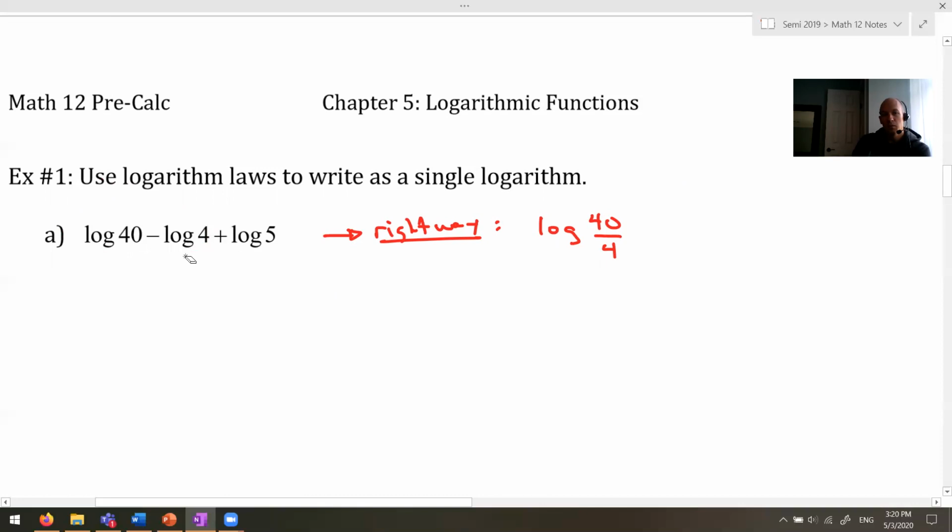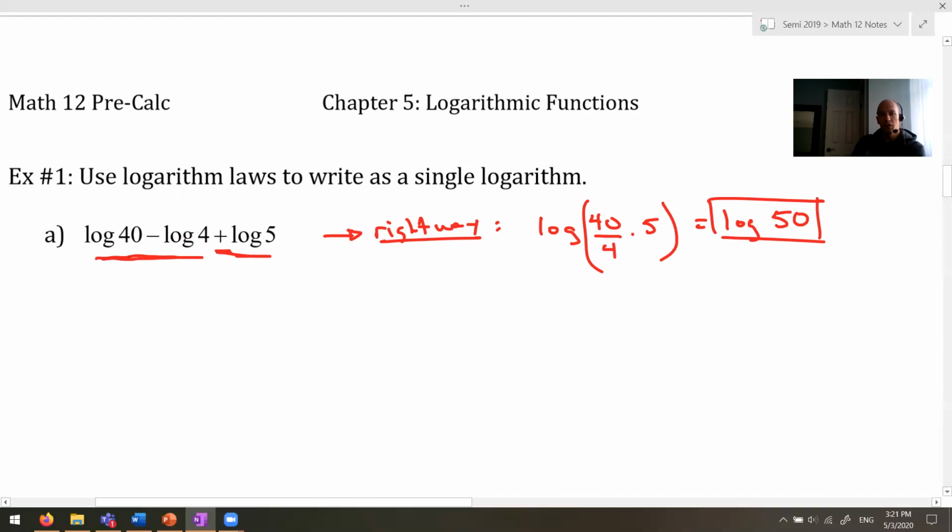Now dealing with this log of 5 over here, because it's a plus sign, we're going to multiply, and again, this is all in one big argument. We're going to multiply it by a 5. This is the correct way of doing it, so everything I'm saying is all good and legit. So this is actually going to turn into log of 40 divided by 4 is 10. 10 times 5 would be 50. And that's it. We're not asked to evaluate it. We're just writing as a single logarithm. Okay, so that's just a little bit of use of the quotient law here to deal with the first two, and then the product law to deal with the next guy.